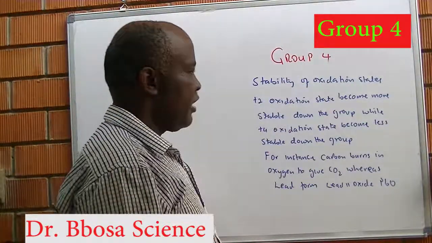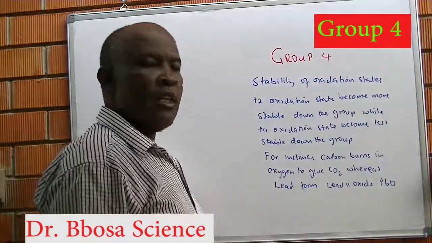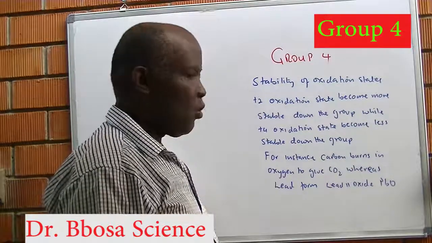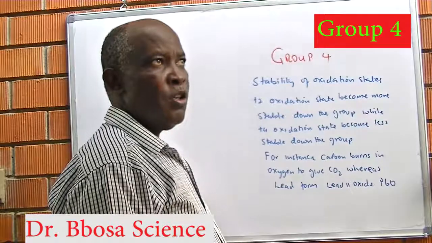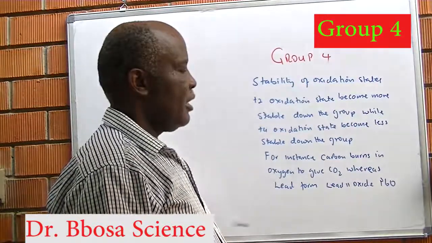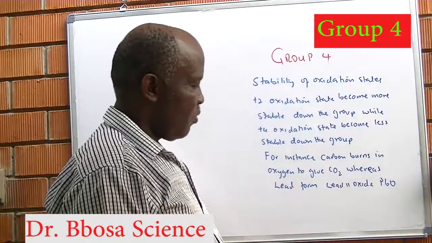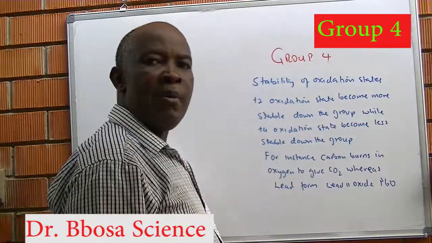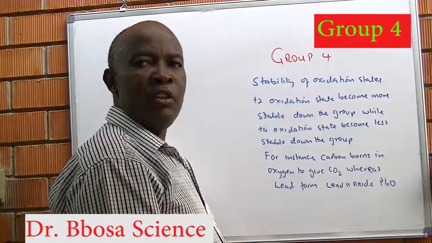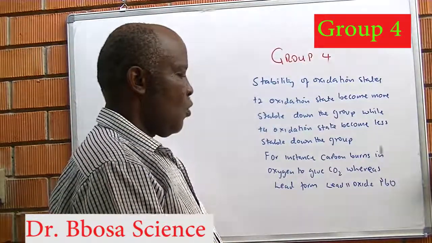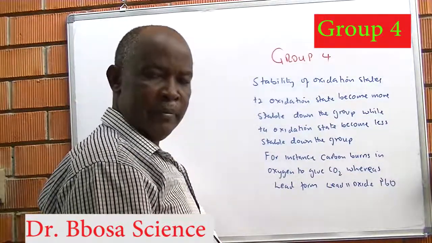Stability of oxidation states. The +2 oxidation state becomes more stable down the group, whereas the +4 oxidation state becomes less stable down the group. For instance, carbon burns in oxygen to give carbon dioxide in oxidation state +4, whereas lead forms lead(II) oxide.